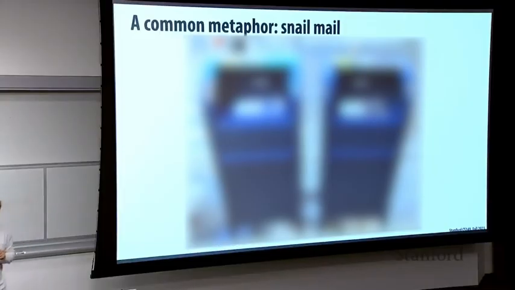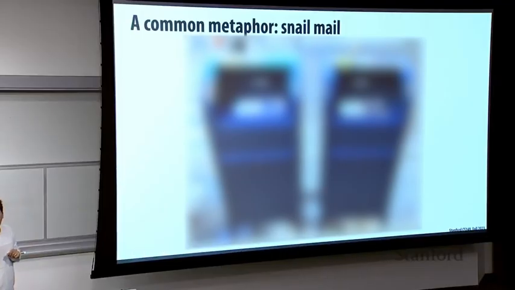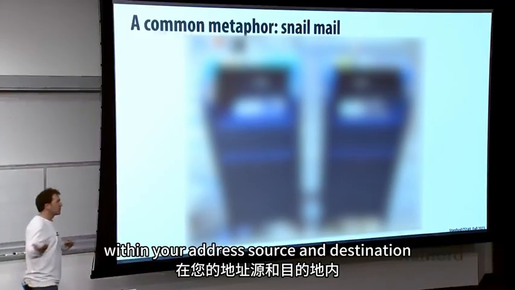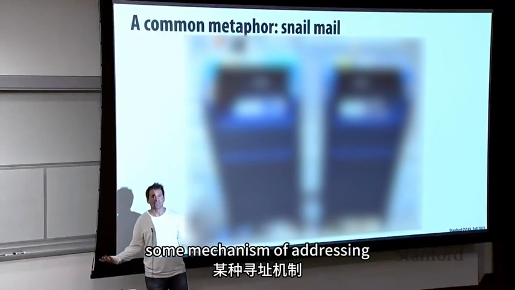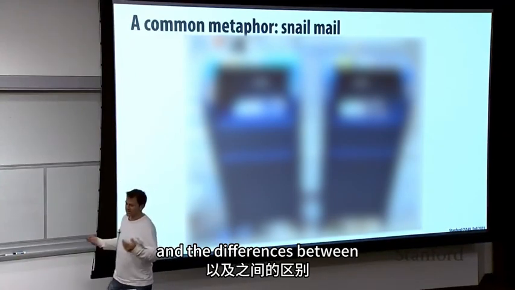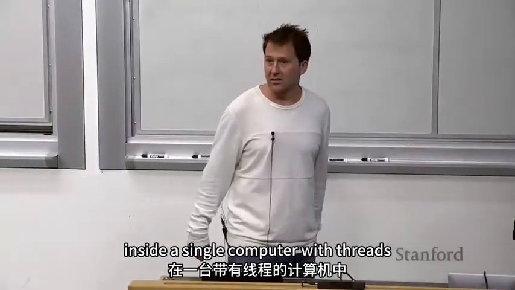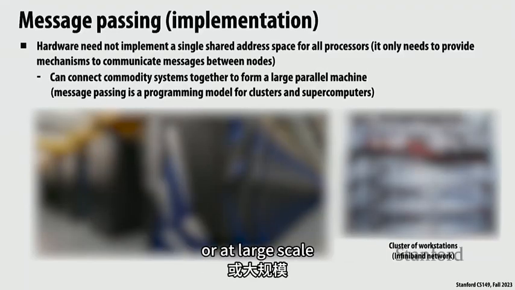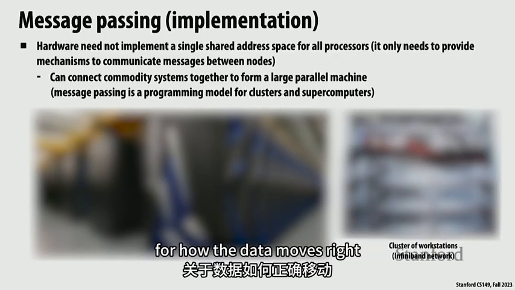Question? Yeah. How similar is this messaging through a network of wires to something like the internet, where you're sending packets of data with a source and destination address? Yeah, and any message passing system is basically going to have some mechanism of addressing. Like, this is where this needs to go. And the differences are: is it done at the scale of the internet, inside a single computer with threads, or at the scale of a small cluster of computers or a big rack? There might be different mechanisms for how we identify the recipient, and for how the data moves.